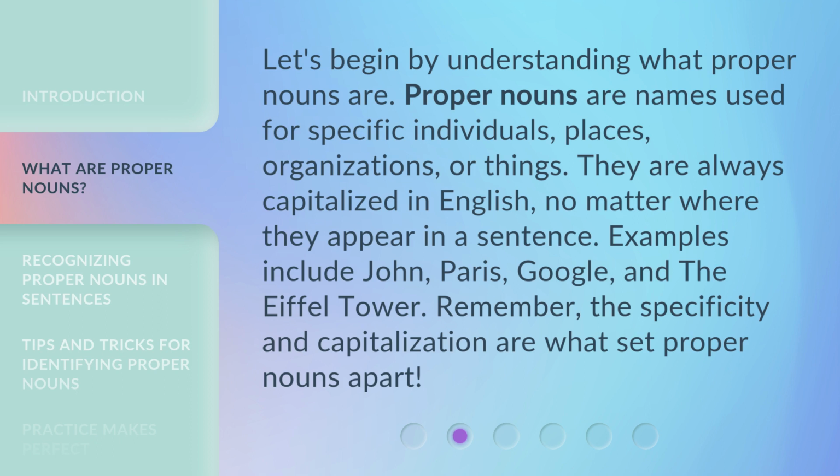Let's begin by understanding what proper nouns are. Proper nouns are names used for specific individuals, places, organizations, or things. They are always capitalized in English, no matter where they appear in a sentence. Examples include John, Paris, Google, and the Eiffel Tower. Remember, the specificity and capitalization are what set proper nouns apart.